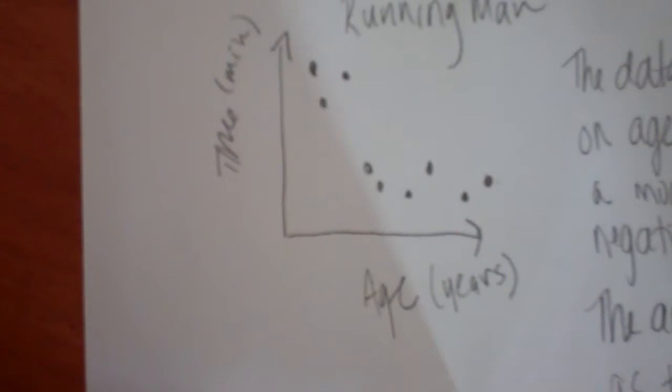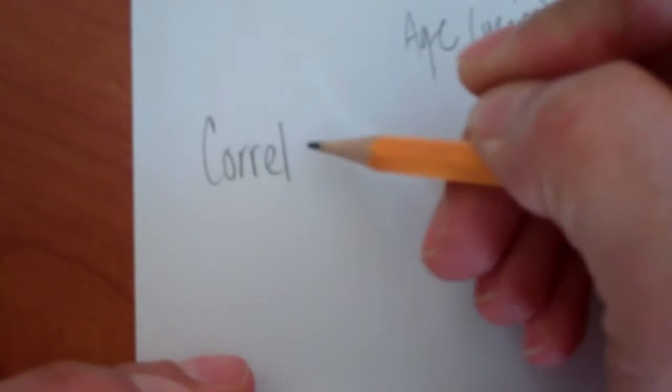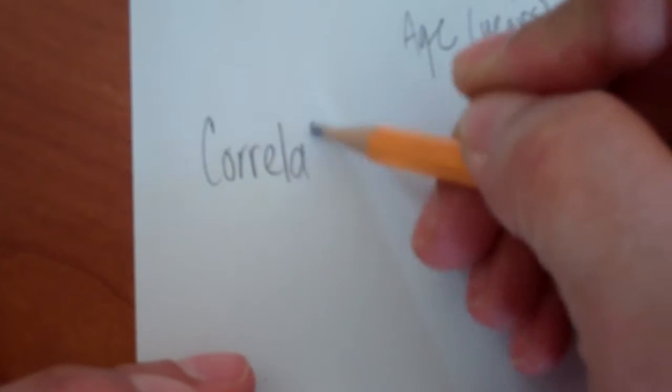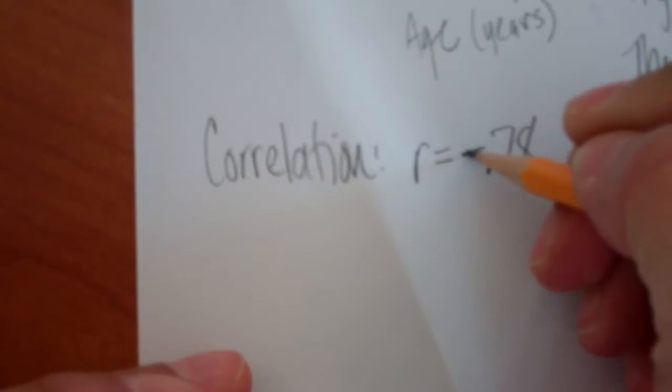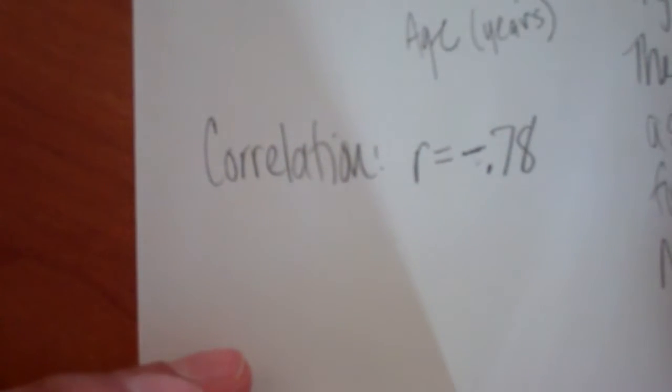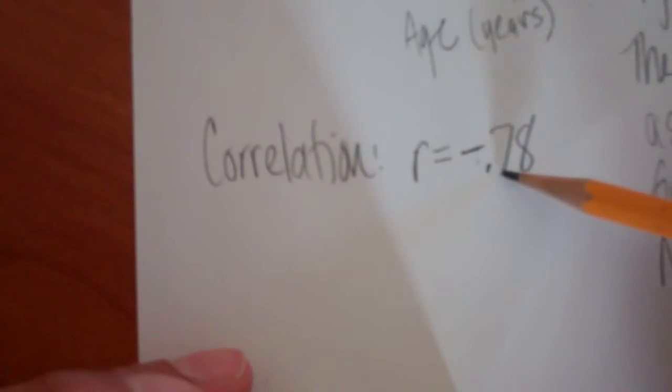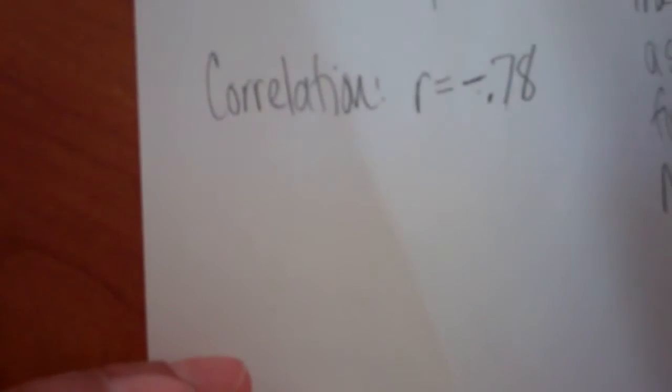Okay, so let's go back and figure out the correlation coefficient, which is our R. And again, you have the sheet that tells you how to do a LinReg. When you take that sheet out and run the LinReg, you're going to come out with an R of negative 0.78. Now this negative proves that it does have a negative association. And since this number is close to negative 1, it says it has a moderately strong negative association.